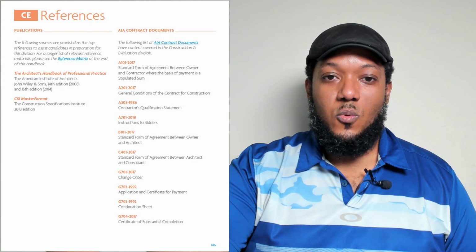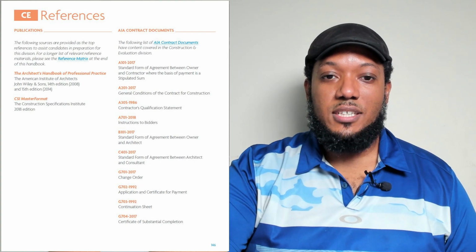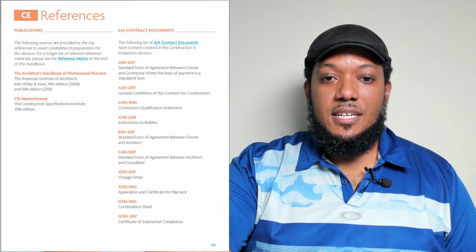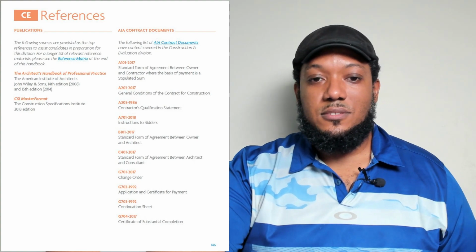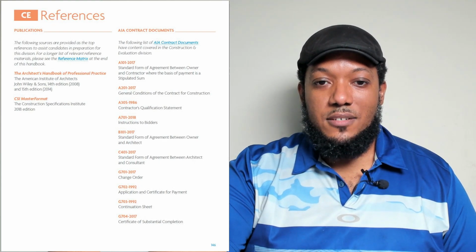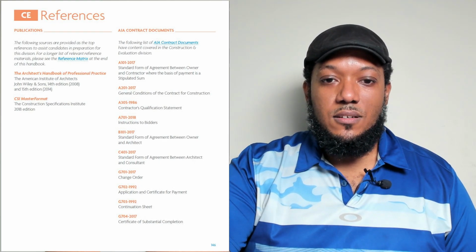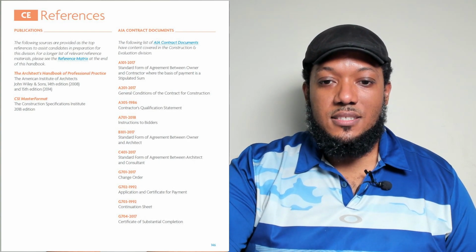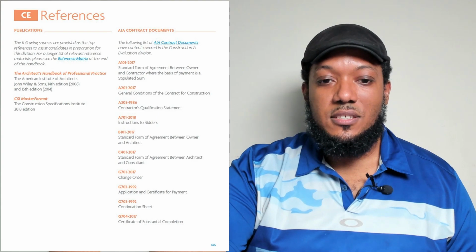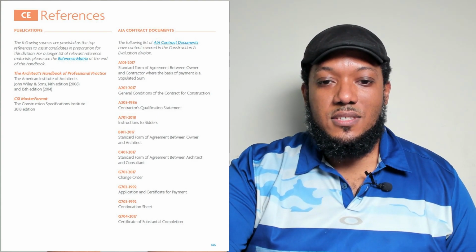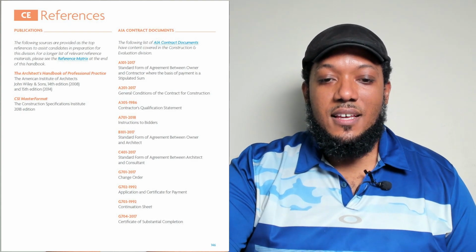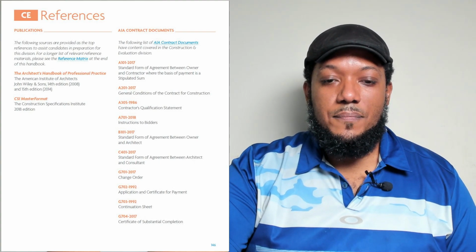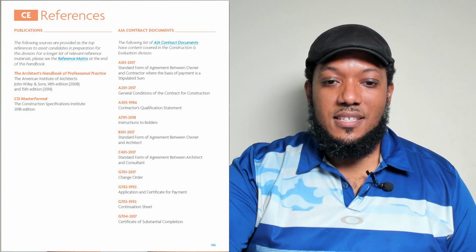This is the A101, that's the one between owner and contractor. A201, this is general conditions, and then there are some about contractors and owner, and instruction to the bidders, that's the bidding phase. Standard B101 is the architect and owner agreement. It also has a standard form of agreement between the architect and consultants, and then change orders, certification for payment. I think knowing the difference between these things is pretty critical, and also knowing things like the continuation sheet.